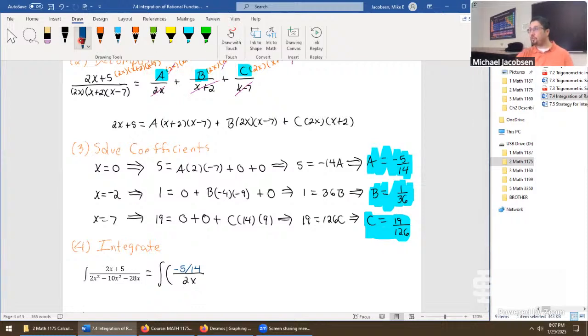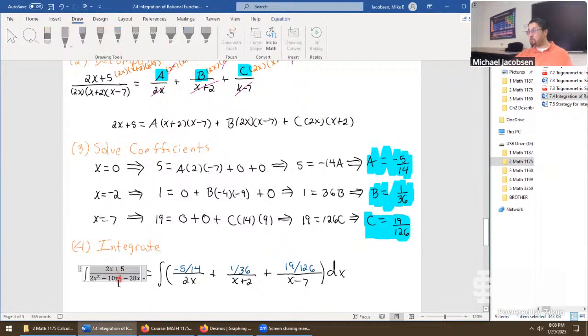Then b coefficient was 1/36, so plus a 36th, divided by x plus 2. Then finally plus 19/126. These are some interesting numbers. Divided by x minus 7 dx. And this is kind of the funny thing about calculus. The left-hand side to most people looks more simplified than the right side by far. That's complicated, right? But it's all context sensitive. If you're integrating, this is the complicated thing. The right-hand side is the simplified version for integration in this case.